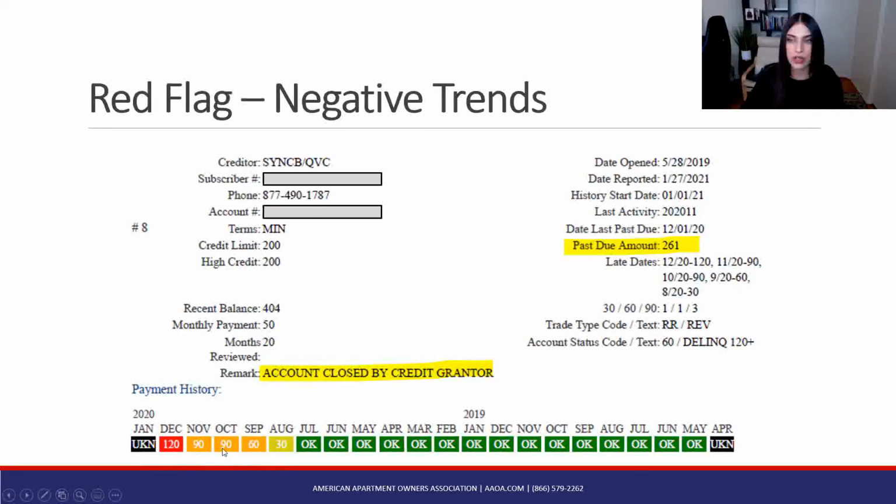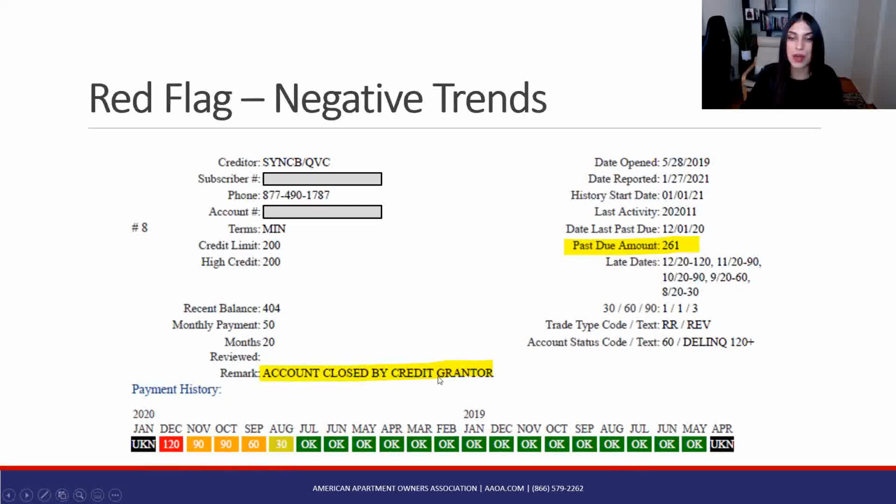The other thing that's important here is to note the past due amount. How much do they actually owe now? It just may be very high, and that means it could likely go to collections pretty soon, and that's a liability for them, right? And then the remark, which I've also highlighted here, is very important.